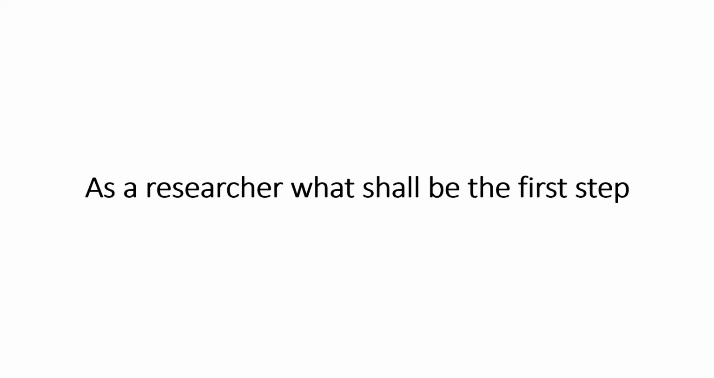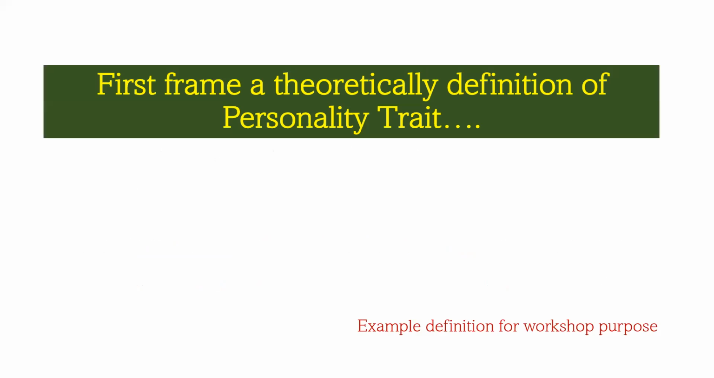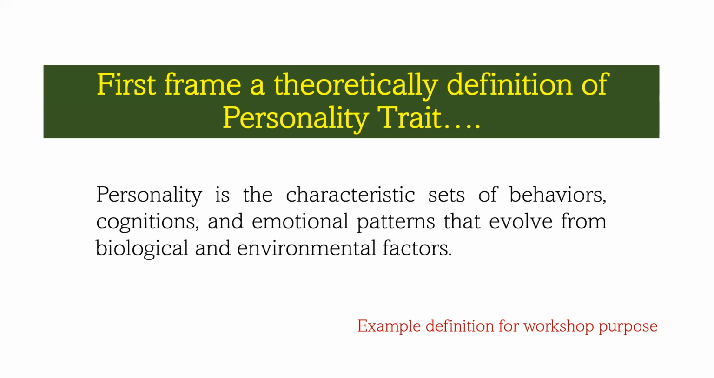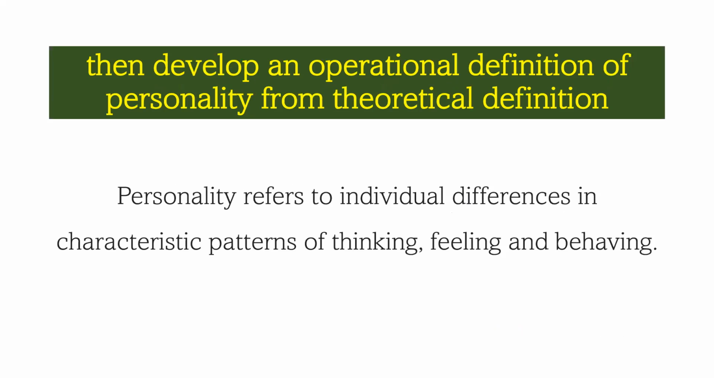So that's why, if I want to test the personality of a person, and if I want to develop a scale, as a researcher, what will be my first step? My first step will be to frame a theoretical definition of a personality trait. So that will be a characteristic or a set of behaviors. So this is my theoretical construct, and I have taken it from a dictionary: personality is a characteristic set of behavior, cognition, and emotional pattern that evolve from biological and environmental factors. This is just a definition for workshop purposes. Now, I just want to have an operational definition, because in the steps we have learned that from a theoretical construct, we want to have an operational definition.